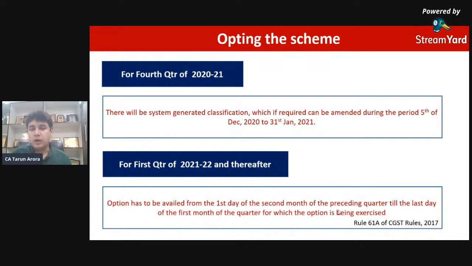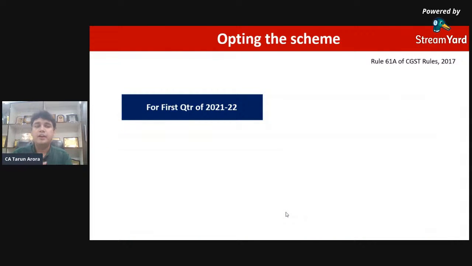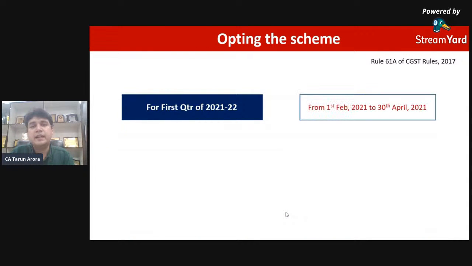Then what it says is first day of the second month of the preceding quarter. So my quarter is July to September. Previous quarter will be April to June. The second month will be 1st of May. So from 1st of May till the last day of the first month of the quarter for which the option is being exercised. So it gets a bit complicated. So let us understand it simply. For the first quarter of 2021-22, I can opt for this scheme from 1 February to 30 April.